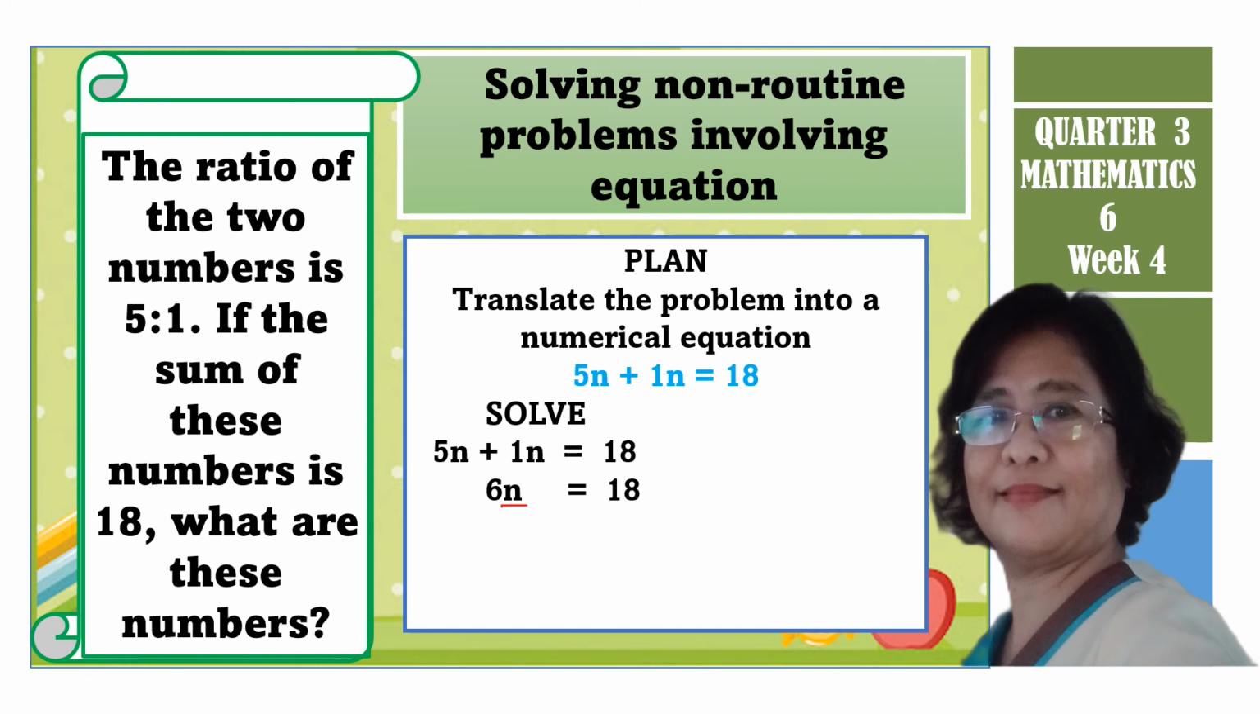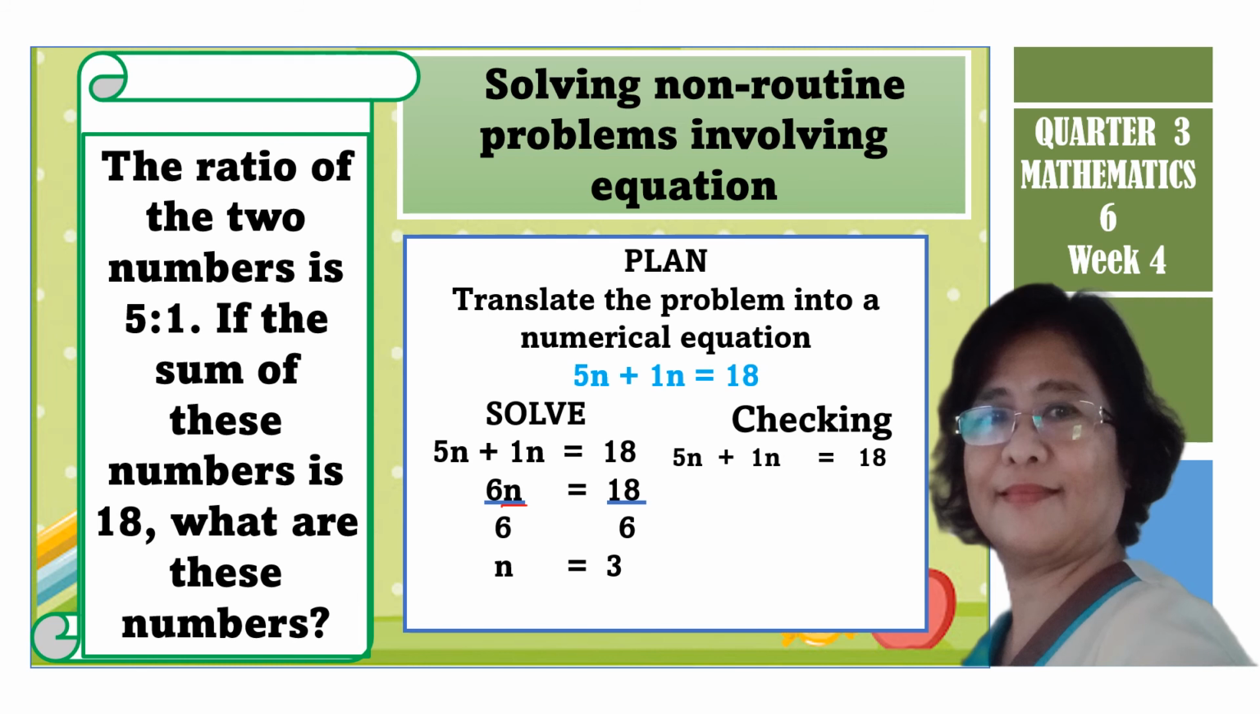So since the operation is multiplication, to undo the operation, we are going to divide. So let us divide 6n by 6 and also 18 by 6. So 6n divided by 6 is equal to n. And 18 divided by 6 is equal to 3. So therefore, n = 3. Then let us check.